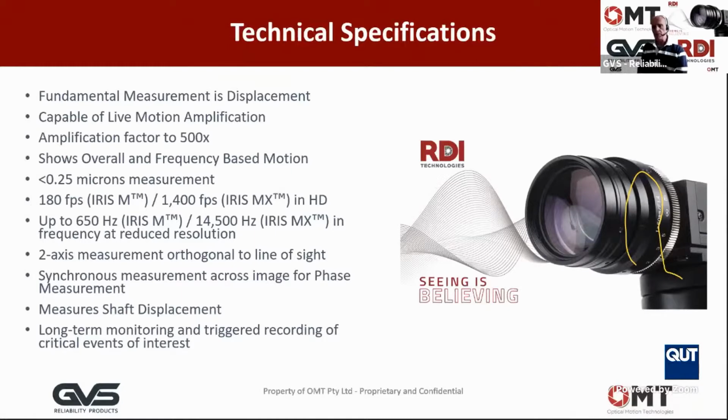Not so fussed about the shaft displacement, but we also have the ability with the continuous monitoring system to do long-term monitoring, and more importantly, triggered recording of critical events. So, for example, if there was a vehicle passing over a bridge, we can set some trigger points on the video footage that we're capturing based on amplitude of displacement, and use that as a trigger to actually acquire and store the video footage.